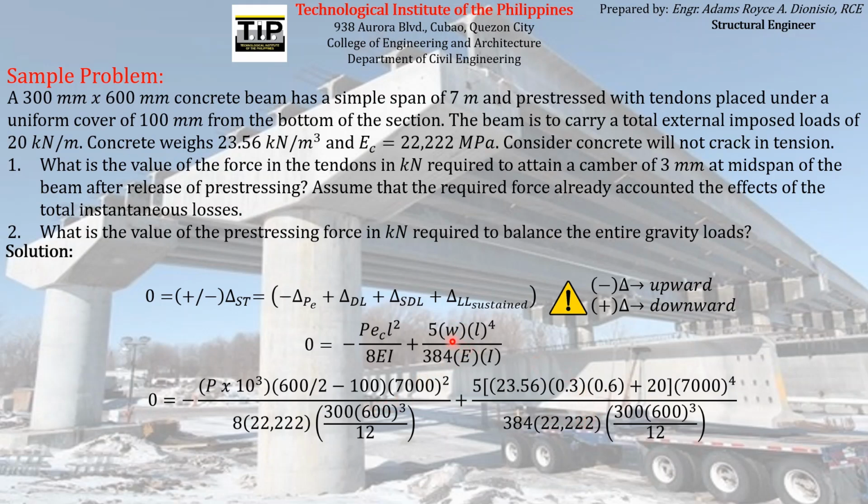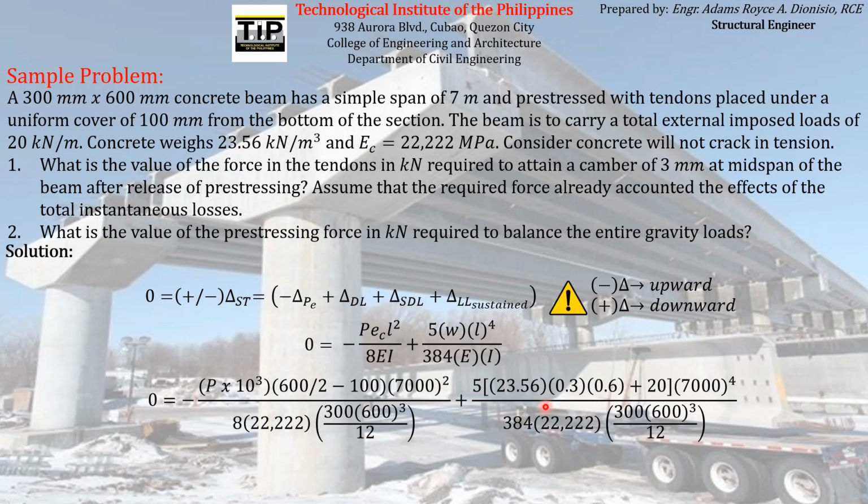The only different term is the W, because now we need to consider the additional load of 20 kilonewton per meter, because it is included in the entire gravity loads. The entire gravity load is composed of the dead load, the superimposed dead load, and the live load. For this case, the sum of the superimposed dead load and live load is already indicated as 20 kilonewton per meter. So we just have to add it to the magnitude of the self-weight, which is equal to this. We already computed it a while ago. So we just add the sum of the superimposed dead load and live load, already indicated in the question as a total of 20 kilonewton per meter. That is the only different term on this particular question.